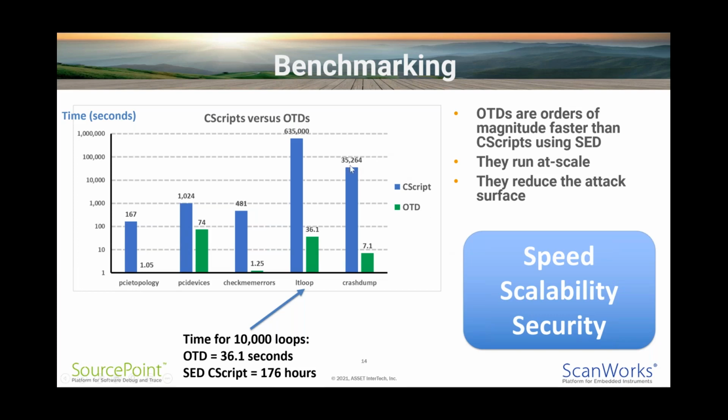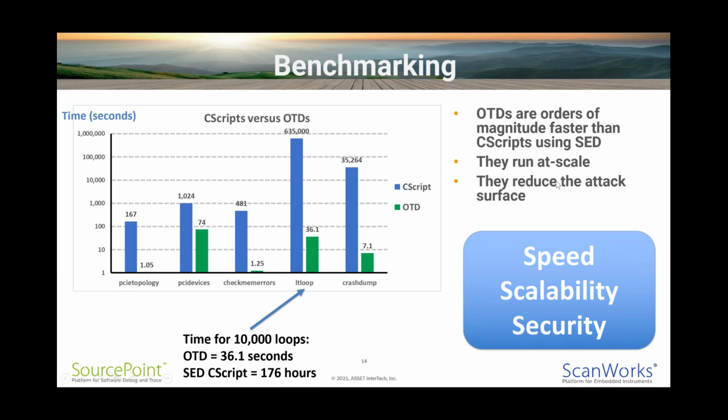And then the crash dump, hours and hours, not really practical, of course, and 7.1 seconds there. So that's 1, 2, 3, almost 4 orders of magnitude difference there. Factors of 100, anywhere from 100 times to 10,000 times faster if you go the OTD route.